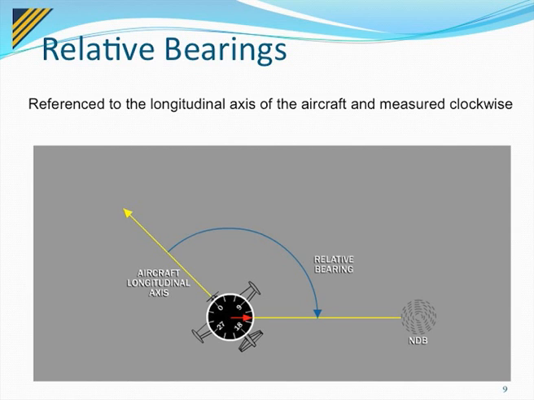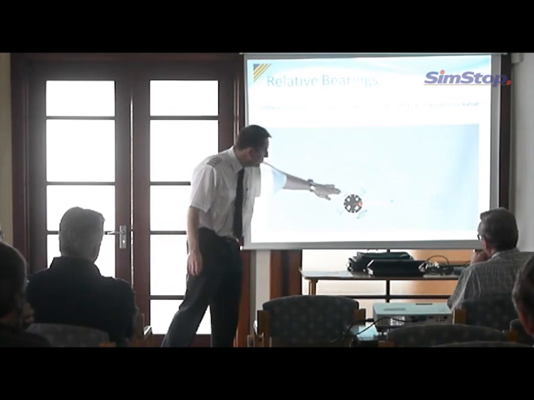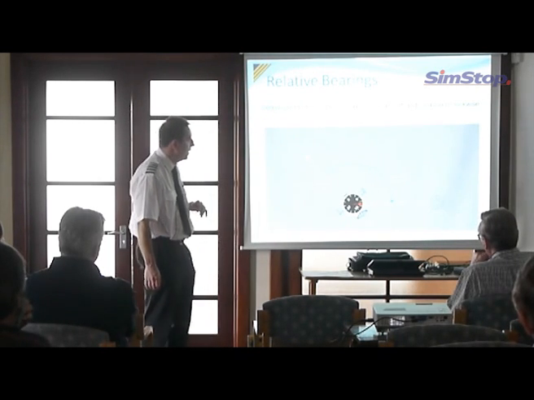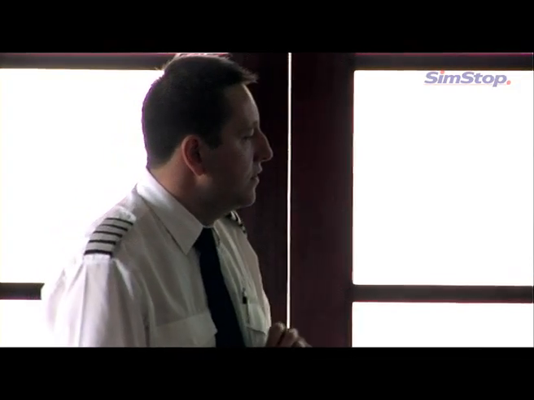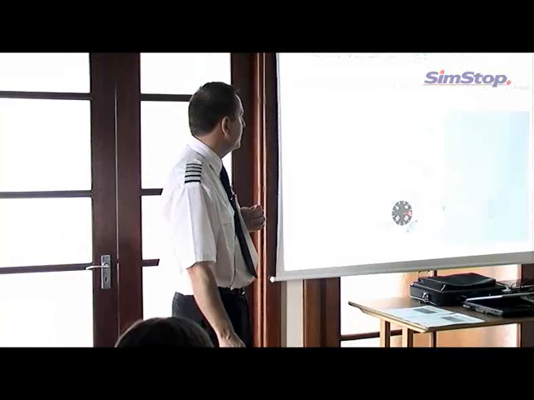So, as we've said then, relative bearings are referenced to the longitudinal axis of the aircraft, and we can then use that with our heading to get a line of position or a bearing.